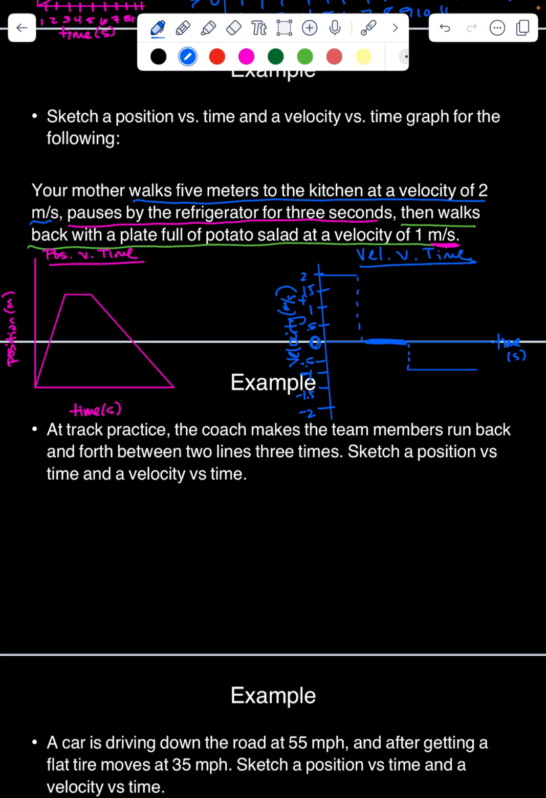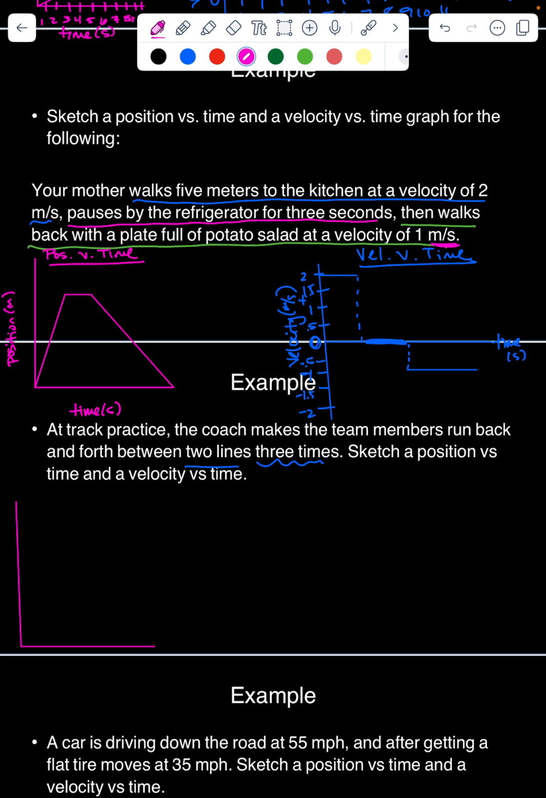All right. So for this one, at track practice, the coach makes team members run back and forth between 2 different lines 3 different times. Okay. So we have 3 things happening. They're going to a line, coming back, going to a line, coming back, going to a line, coming back. All right, so I want to sketch a position versus time graph for this and then turn it into a velocity versus time graph. All right, so let's draw our position graph.